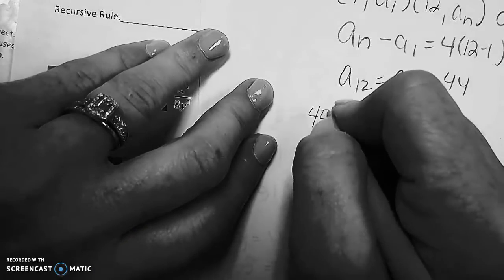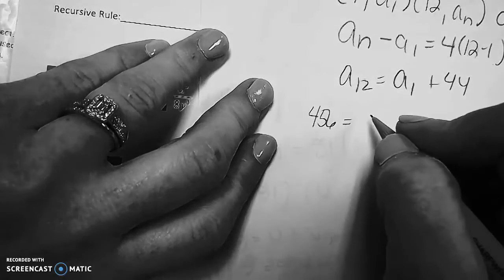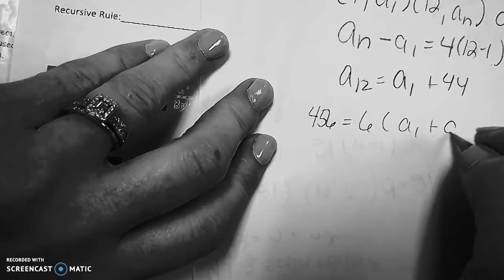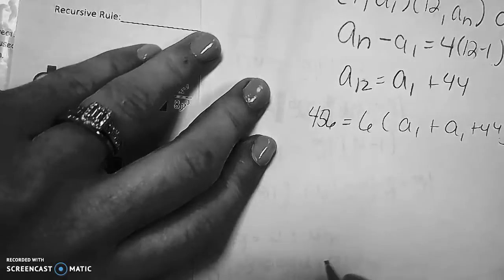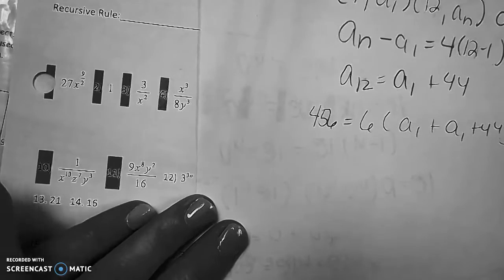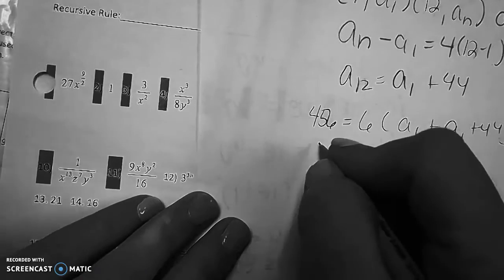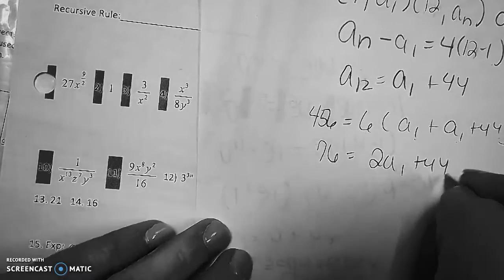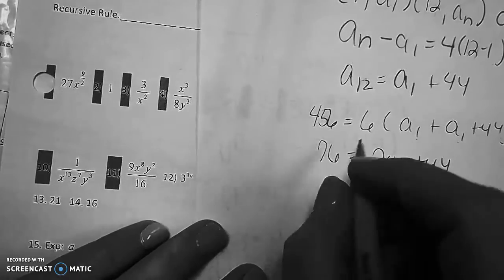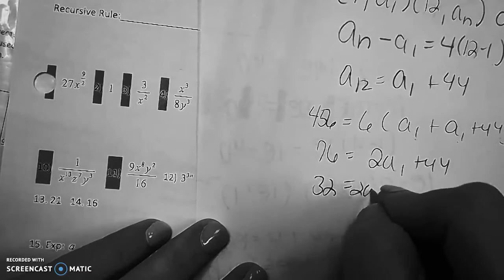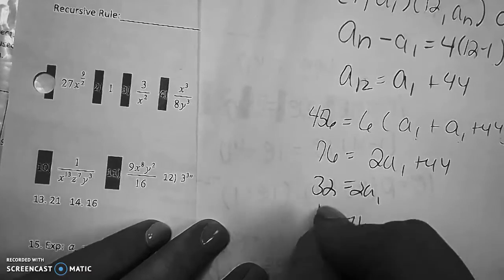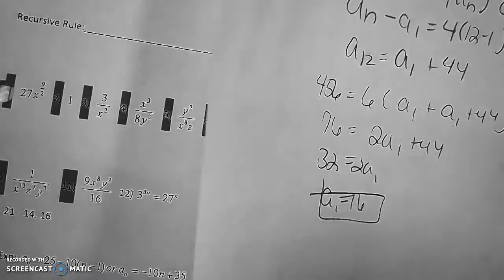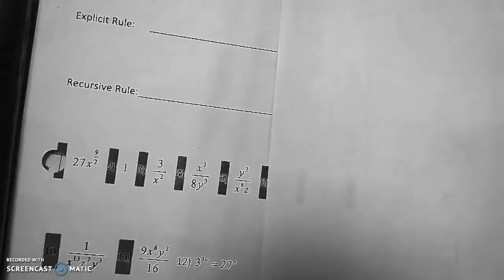So I get 456 equals 12 divided by 2 is 6. I don't know A1, and for A sub 12, I have a quantity I can plug in for that. So I'm going to go ahead and divide 456 by 6. A1 plus A1 is 2A1 plus 44, and so I'm going to subtract 44 from both sides, and then divide. So A1 is 16.